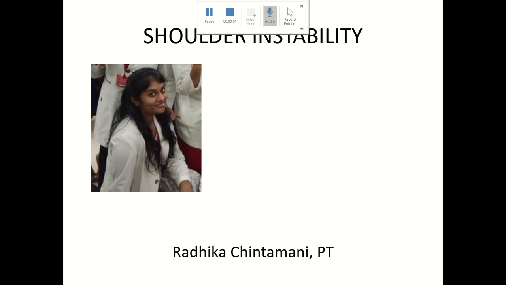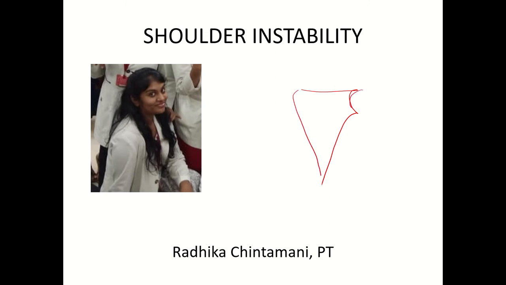Good morning everyone. Let's start with a new video, that is your shoulder instability. So shoulder instability is nothing but you have your scapulae, then comes your humerus. Imagine the humerus is not sitting with the glenoid fossa, it's going to come down anteriorly. So that is known as your instability.